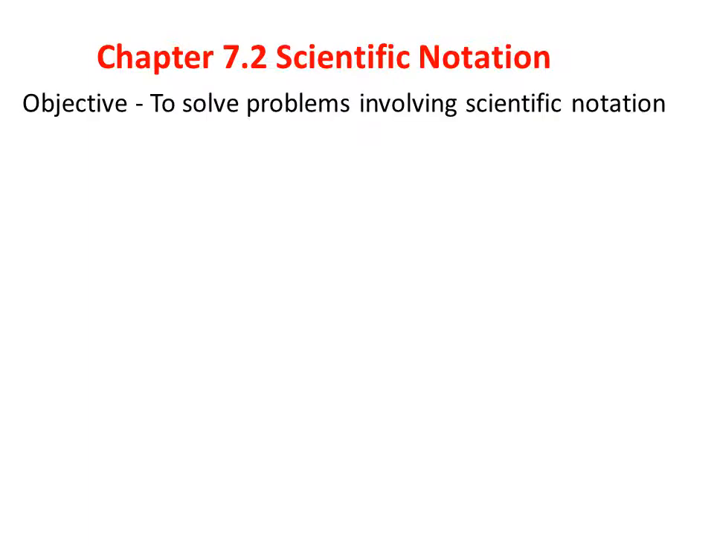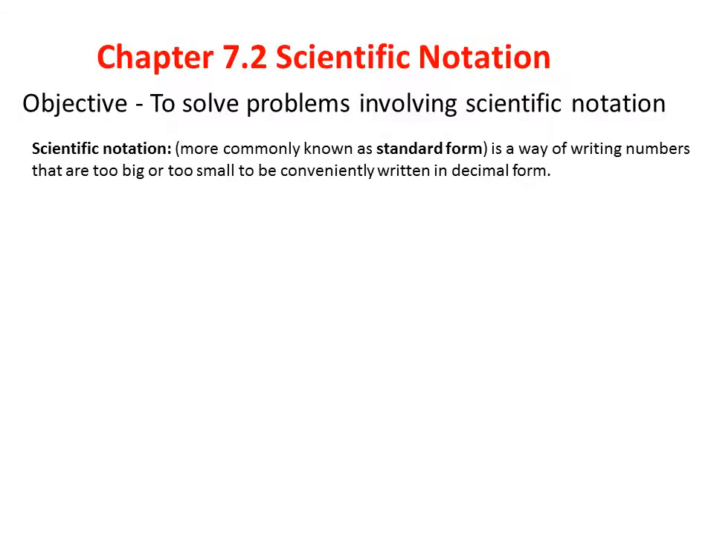Here's the objective: to solve problems involving scientific notation. Straightforward, so please copy this one. Now, Wikipedia defines scientific notation, more commonly known as standard form, as a way of writing numbers that are too big or too small to be conveniently written in decimal form.